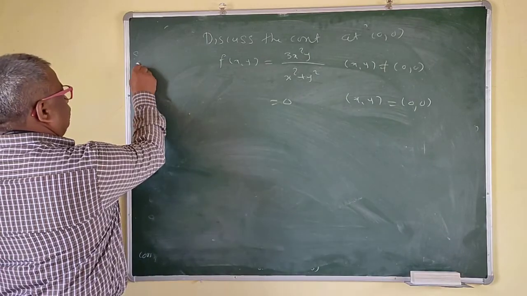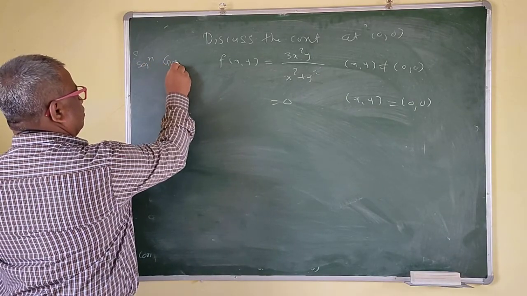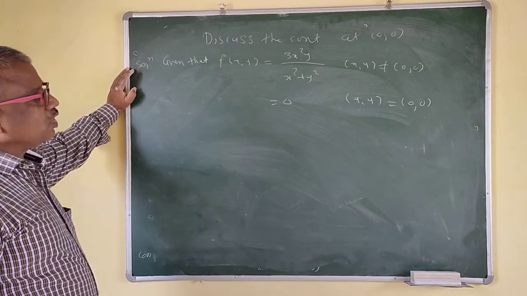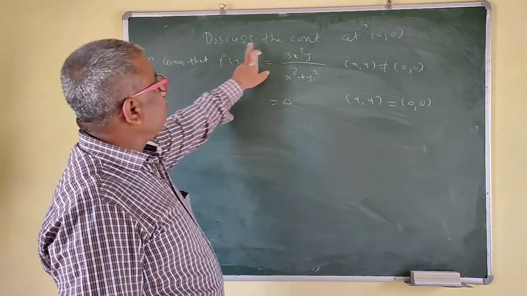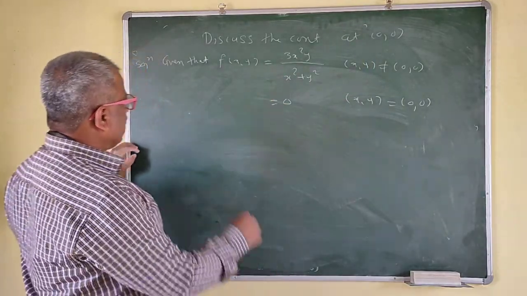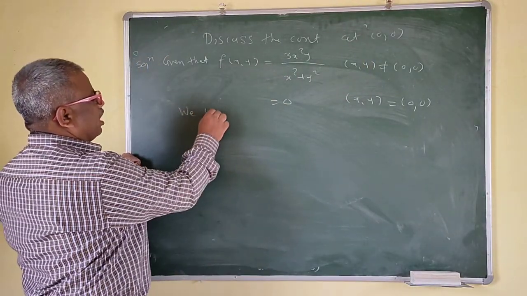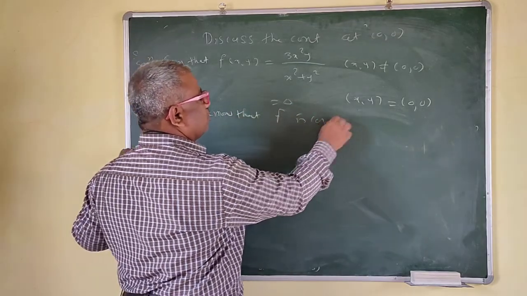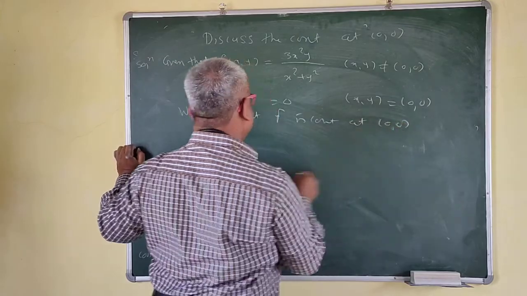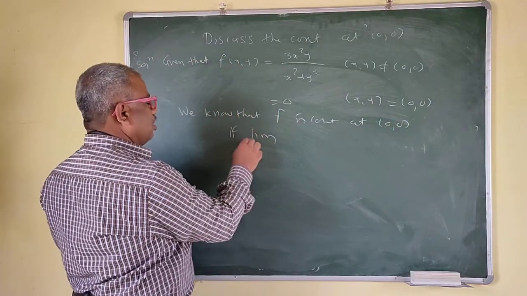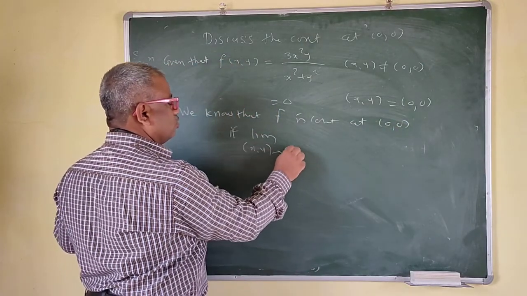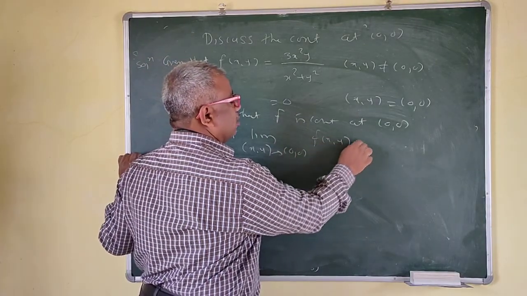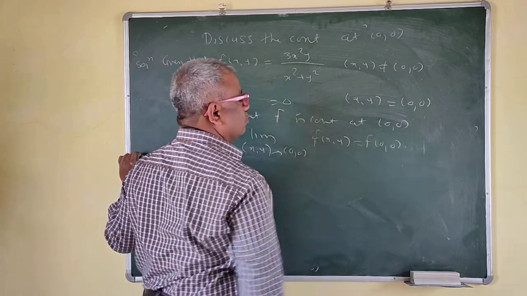Now the solution. Given that, this is your function, right? So what do we have to do? We have to discuss the continuity at (0,0). Just again we write our definition. We know that f is continuous at (0,0) if the limit as (x,y) tends to (0,0), whatever the point we have to write here, of f(x,y) is equal to f(0,0).